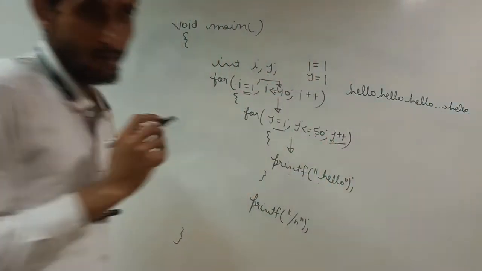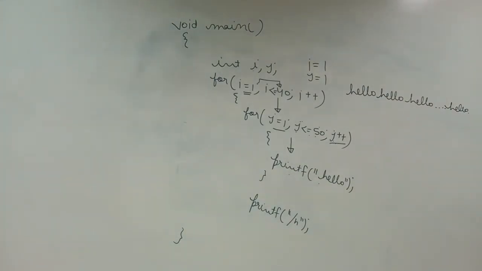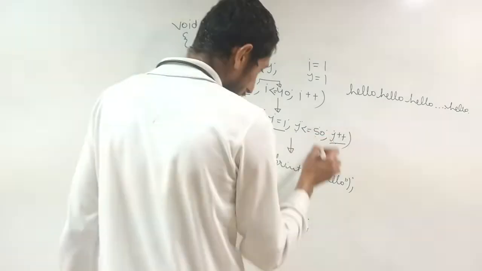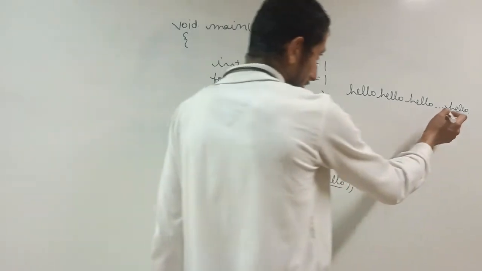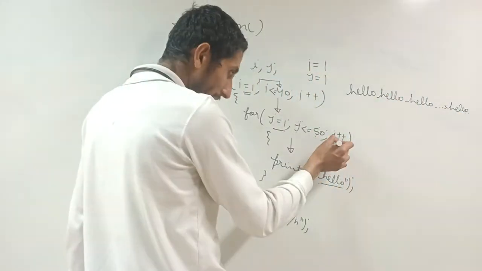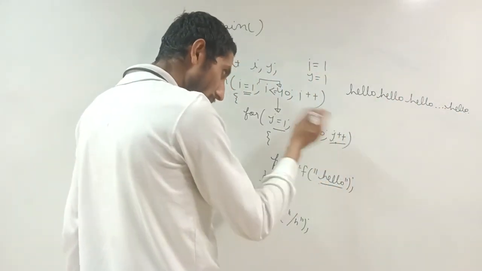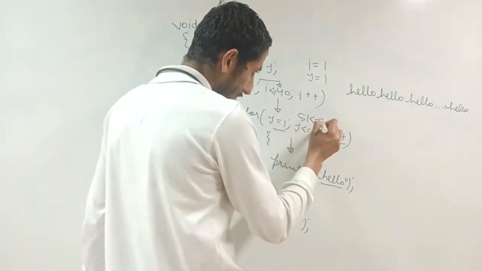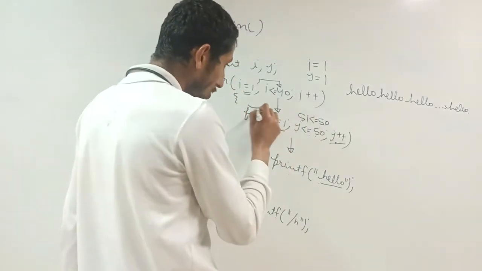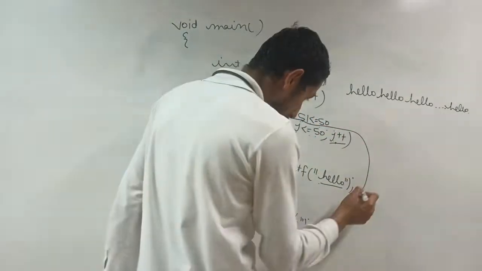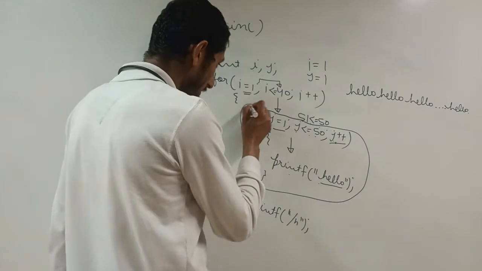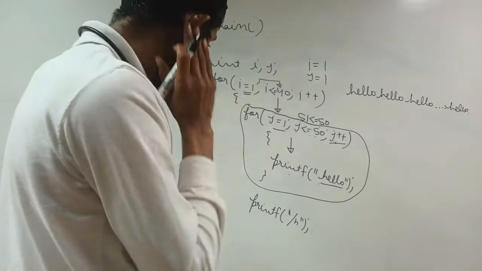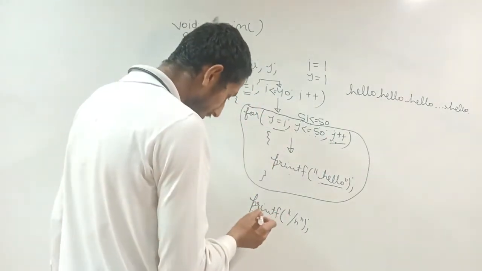Are you following this one? Please pay attention. The value of j will become 50, so 50 equals 50 and it will print hello 50 times. The moment the value of j becomes 51, 51 less than equals 50, the condition becomes false and the for loop will break. I am talking about the inner for loop, this one. It will break and the compiler will execute this statement.